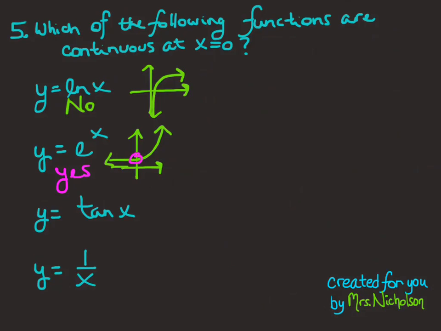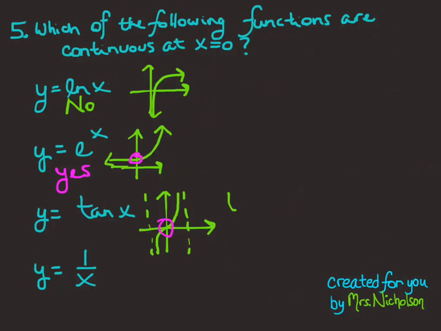Now the tangent graph, this may be a graph that maybe we don't remember as well. If you do remember the graph, it does have asymptotes, but the asymptotes happen at pi over 2 and negative pi over 2. The graph looks like this, and so you can see we are continuous at 0.